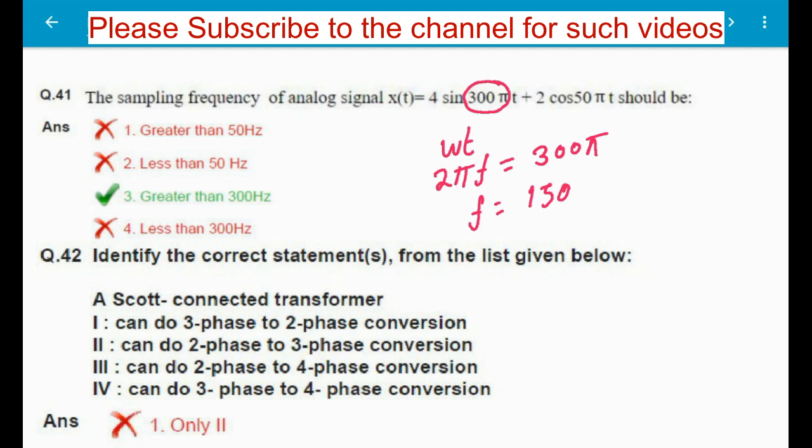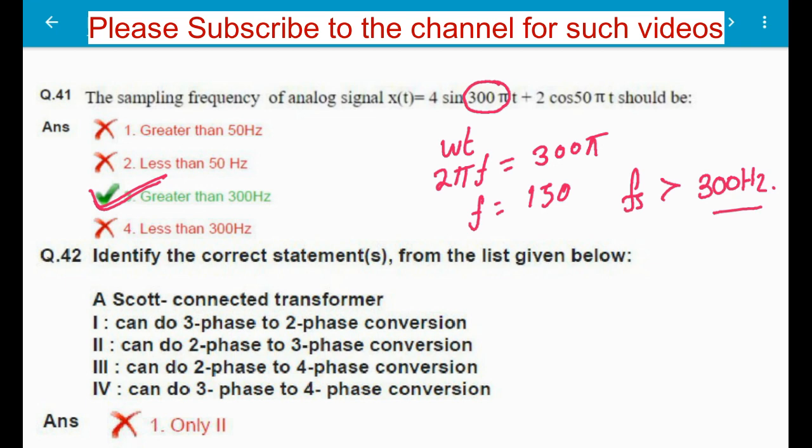According to the sampling theorem, the sampling frequency should be greater than 2 times the maximum frequency so that it can be recovered back. So the sampling frequency should be greater than 300 Hz. So here the answer is greater than 300 Hz.